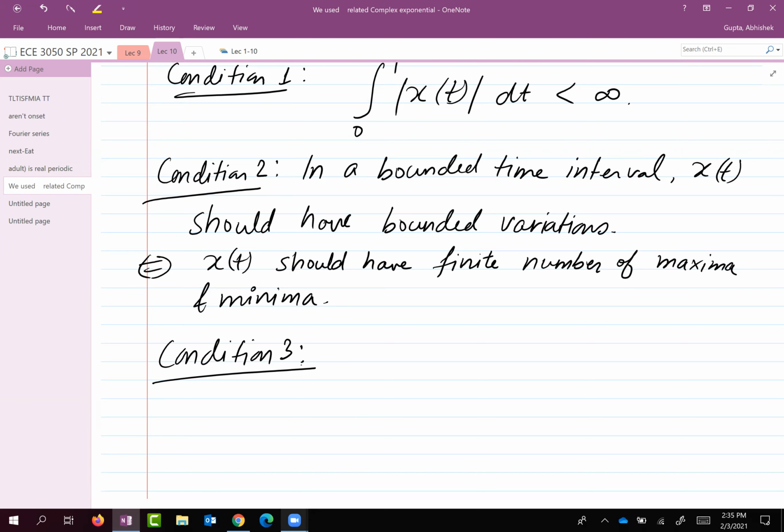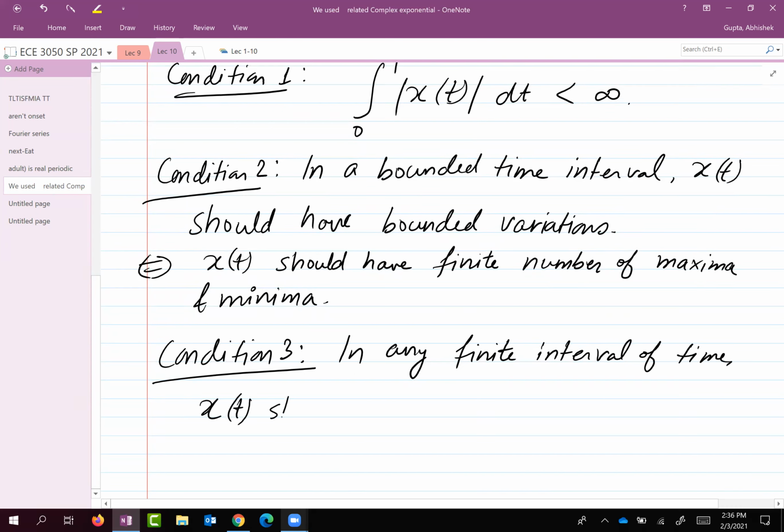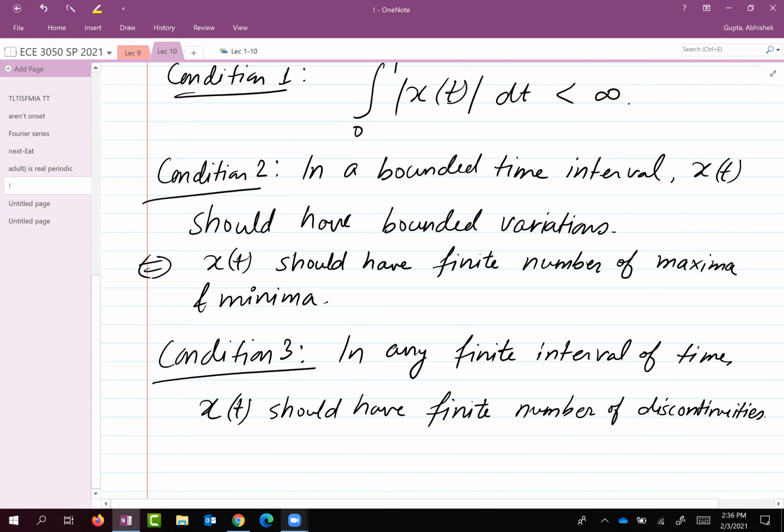The third condition is that in any finite interval of time, x of t should have a finite number of discontinuities. So you can't have a situation where you have an infinite number of discontinuities in a finite interval of time.